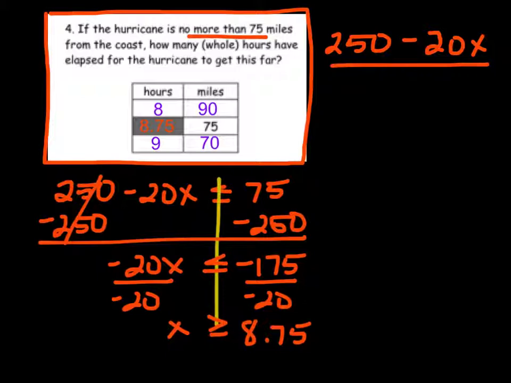So remember, I'm trying to come up with my statement. So if no more than 75 miles have elapsed, that means 75 or less, I'm looking to see what's happened to the hours. So our hours would have to be at least 9 hours.